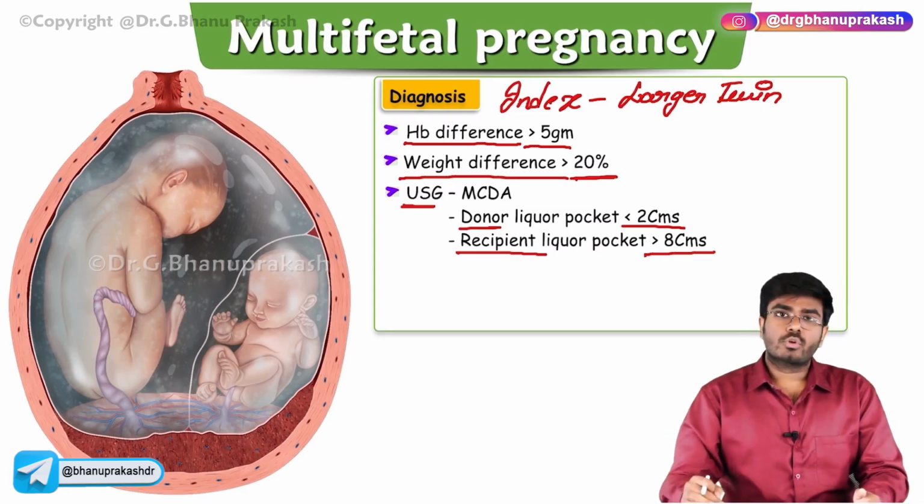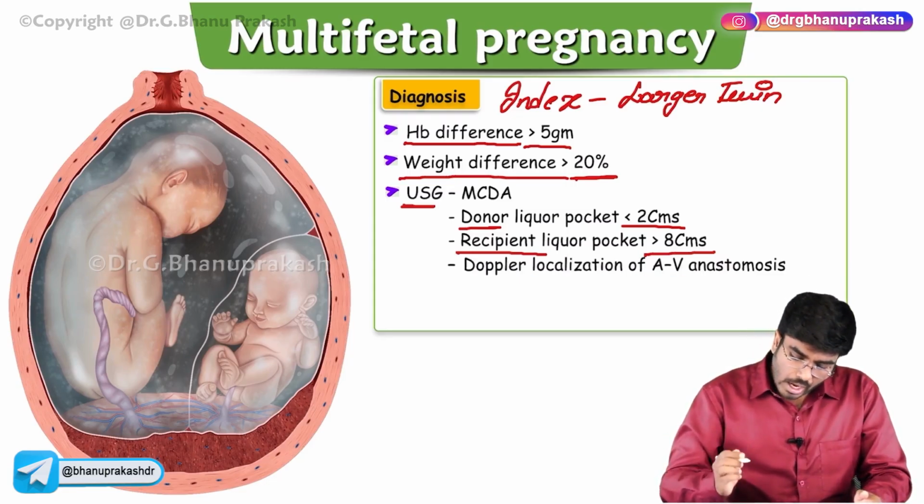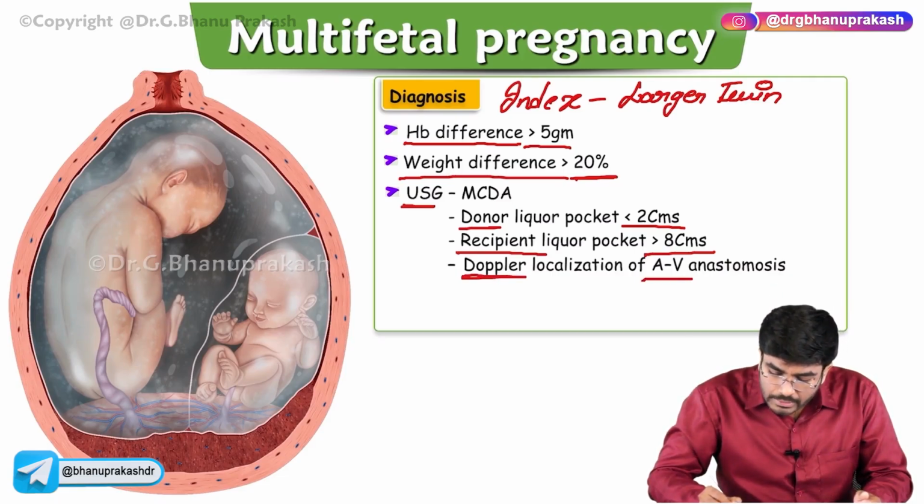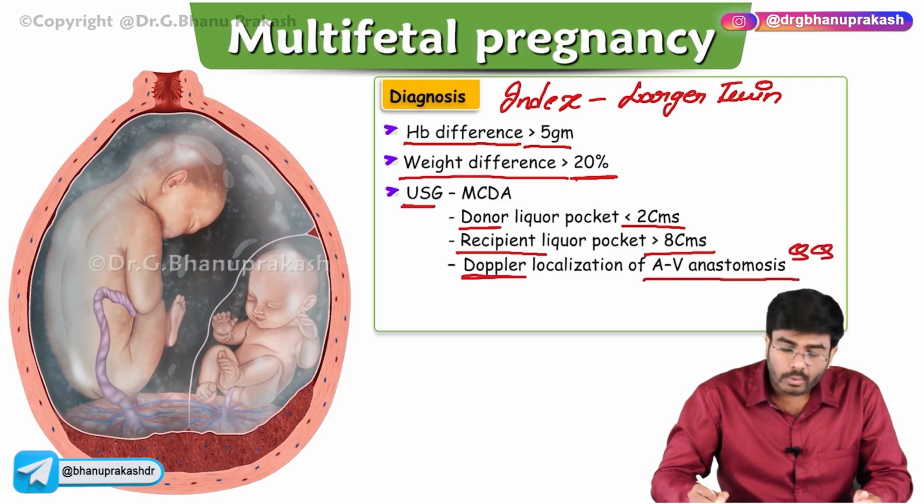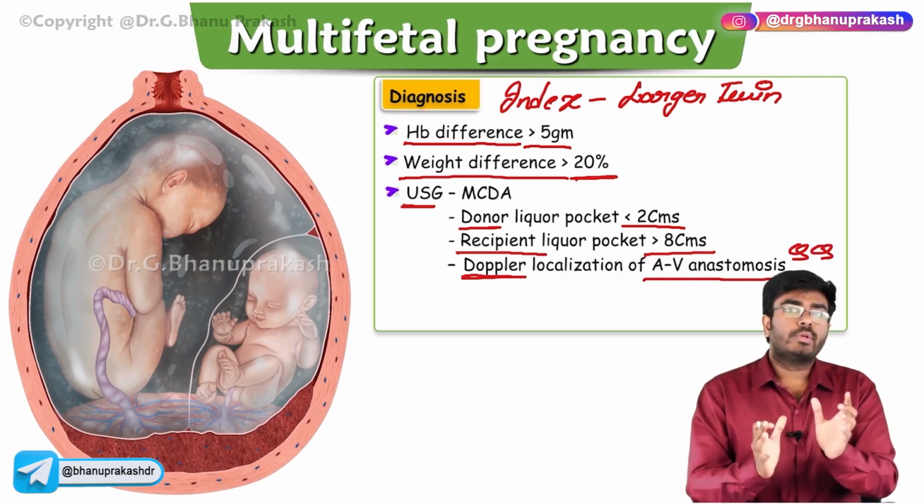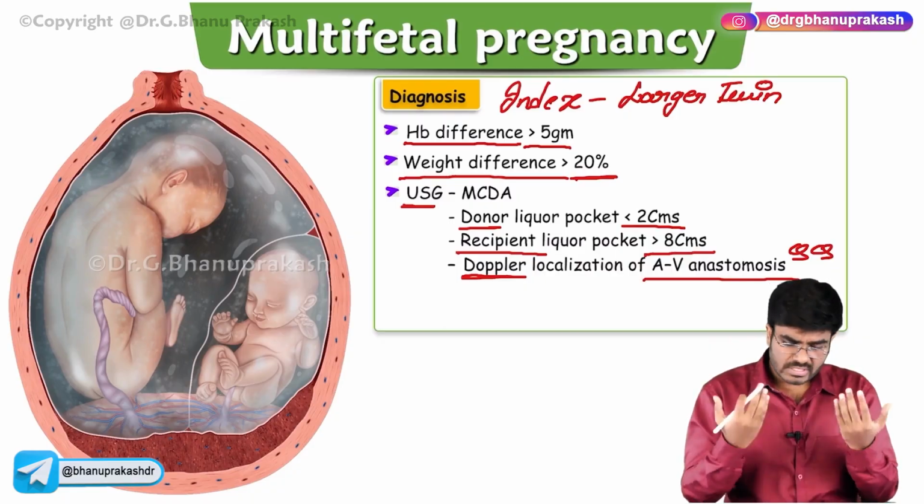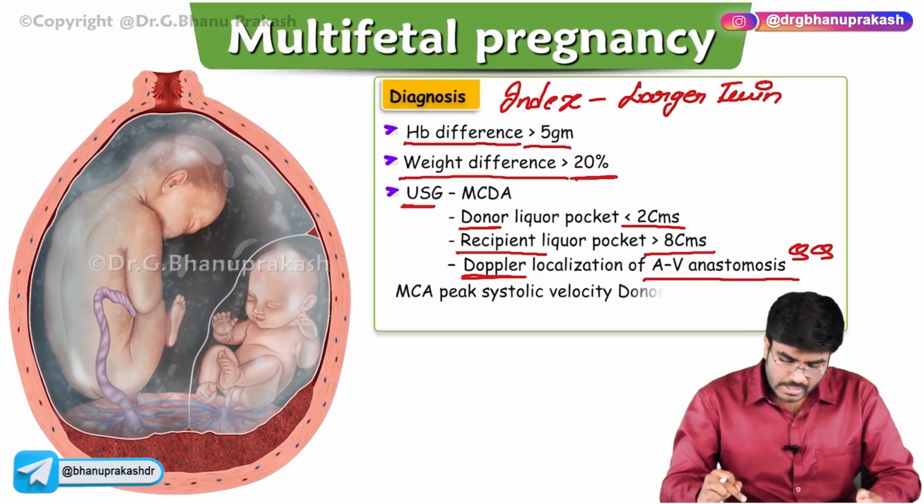Okay, see, these are the ultrasonographic pictures. Apart from this, by doing Doppler, you can also see the arteriovenous anastomosis. Okay, by looking at the Doppler, you can know where exactly the arteriovenous anastomosis is. If you see the arteriovenous anastomosis, definitely this is twin transfusion syndrome.